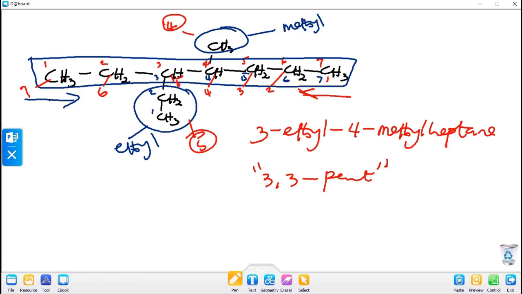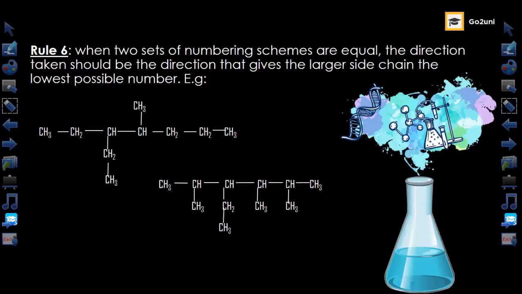Let us take a look at the next compound. So the next compound is CH3CH with a drop down of CH3, and then we have CH with another drop down of CH2CH3. We have CH with a drop down CH3, CH with another drop down CH3, and last of all we have CH3 again.